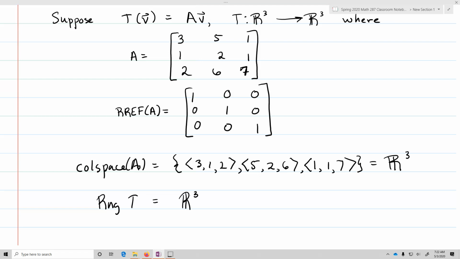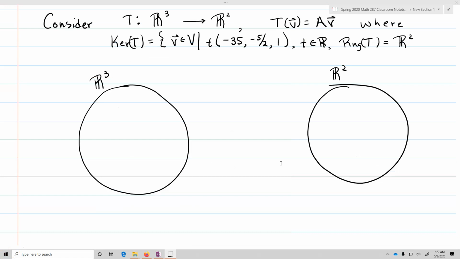It's like an added idea, the added idea of the transformation being this function, and what we can get from that function is every single vector in R3. So take T from R3 to R2, where T of V equals AV. This is the one where we saw that the kernel of T was a group of vectors, with the one vector negative 35, negative 5 halves, 1 inside of it, and the range of T was all of R2.